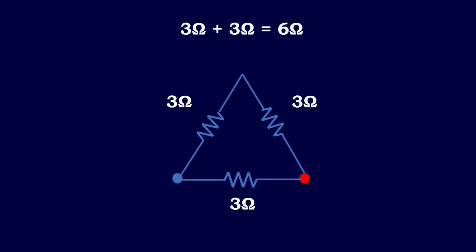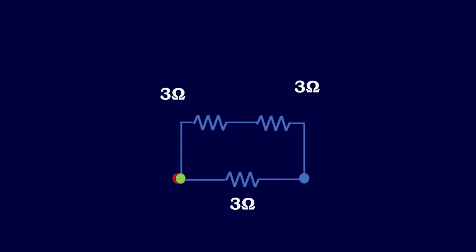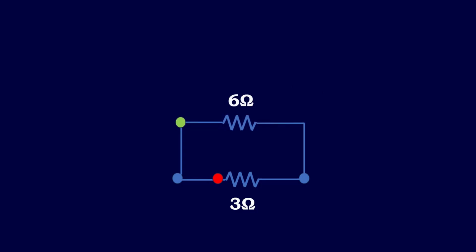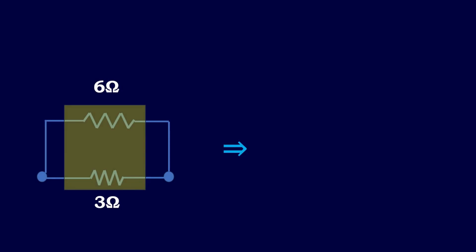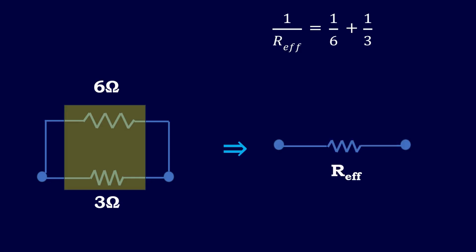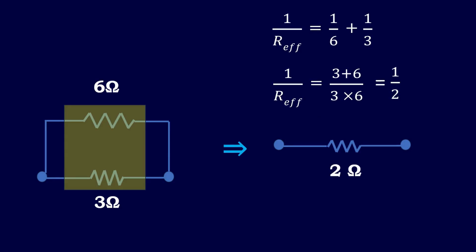Now, observe this very carefully. We have one path of 3 ohms and another path of 6 ohms, and both of these paths are connected between the same 2 points, which means these 2 paths are in parallel. Now, we apply the parallel resistance formula. I'll leave the calculation on the screen for you to work through. Take a moment and verify it yourself. So, the equivalent resistance between these 2 vertices comes out to be 2 ohms, and that is the final answer.